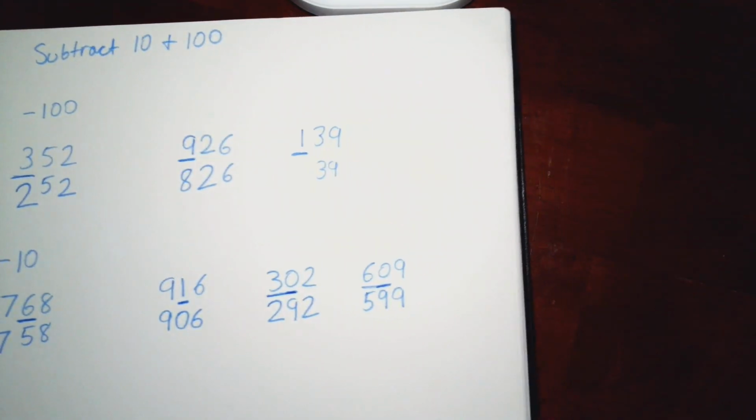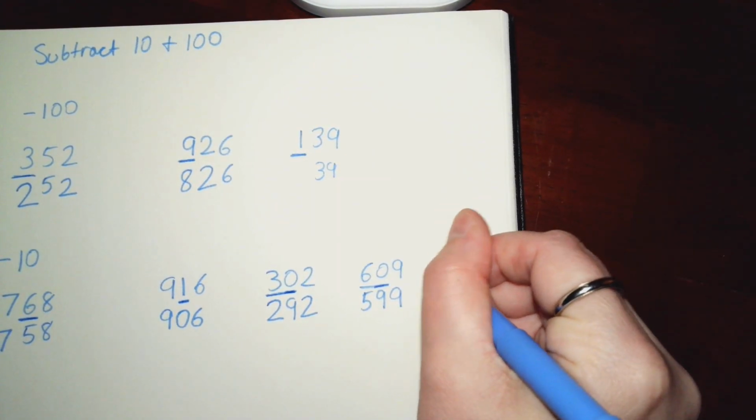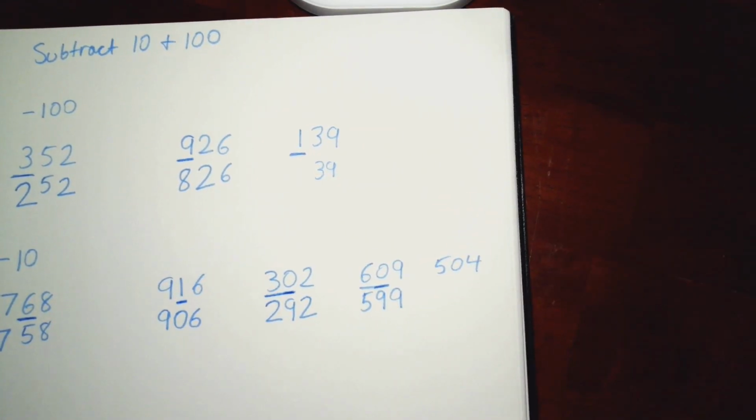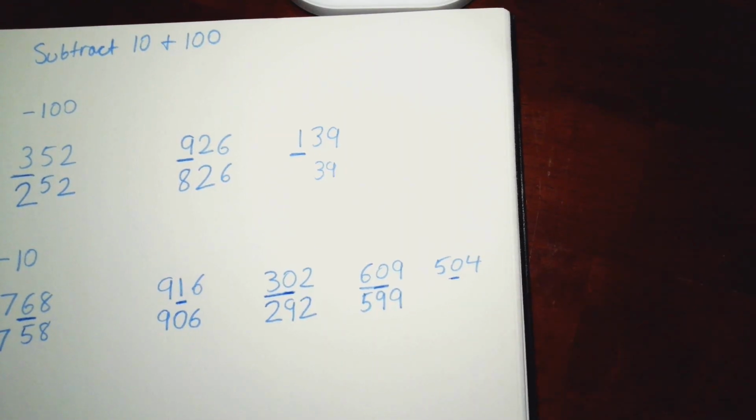Okay, one more just to make sure we have it. Let's do 504. Okay. We have 0 tens. So I'm going to pause this, you pause this for a second and try this and then come back to see if it's correct. So go ahead and pause right now.